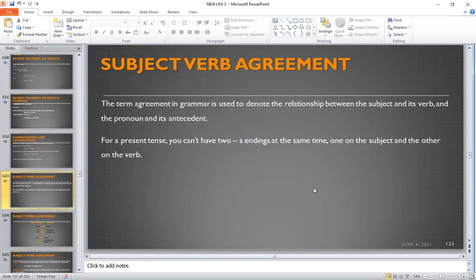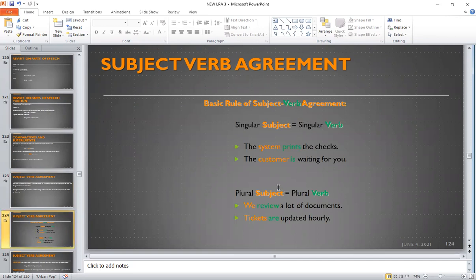Okay, subject-verb agreement. The term agreement in grammar is used to denote the relationship between the subject and its verb, and the pronoun and its antecedent. For a present tense, you can't have two S endings at the same time, one on the subject and the other on the verb. So you can't do that. Here are some of your samples.